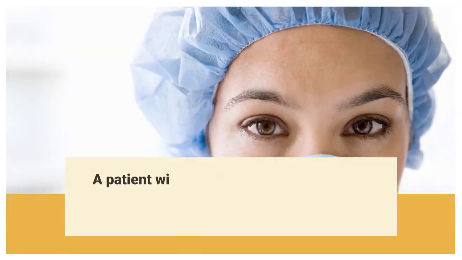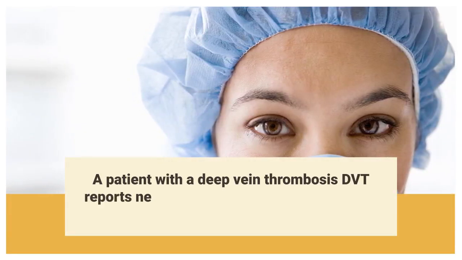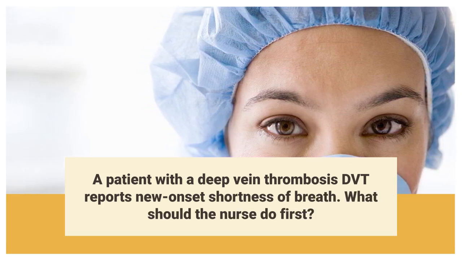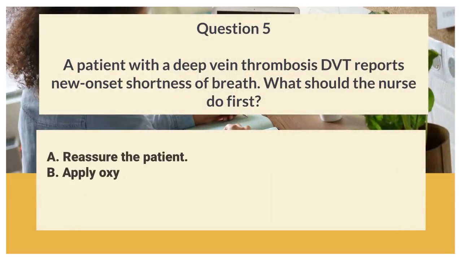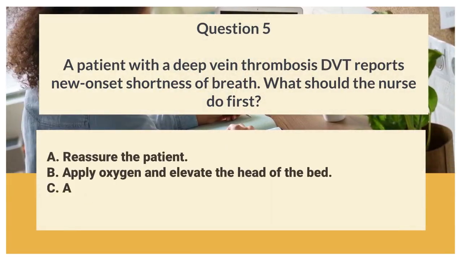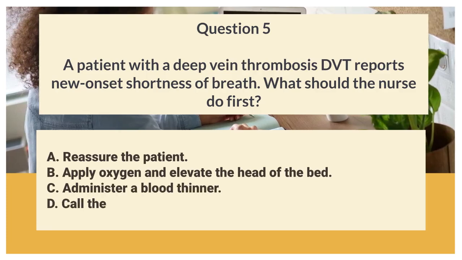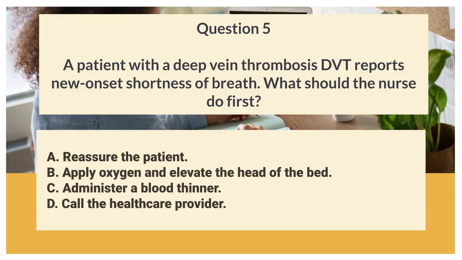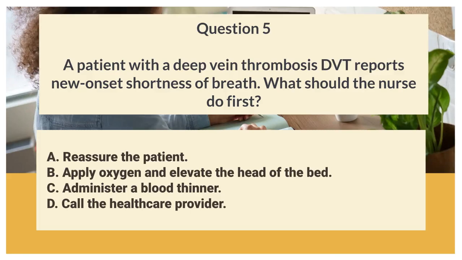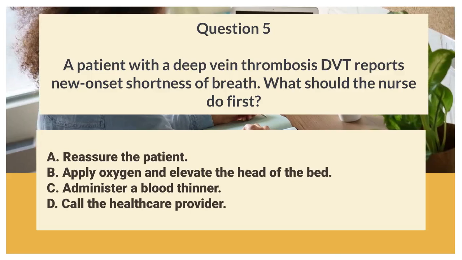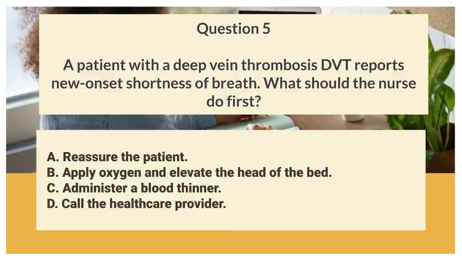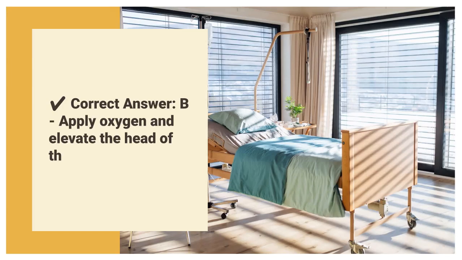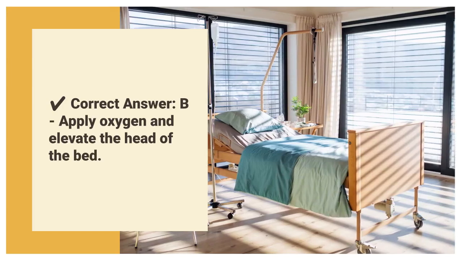A patient with a deep vein thrombosis reports a new onset of shortness of breath. What should the nurse do first? A, reassure the patient. B, apply oxygen and elevate the head of the bed. C, administer a blood thinner. D, call the healthcare provider. The correct answer here is B, apply oxygen and elevate the head of the bed.